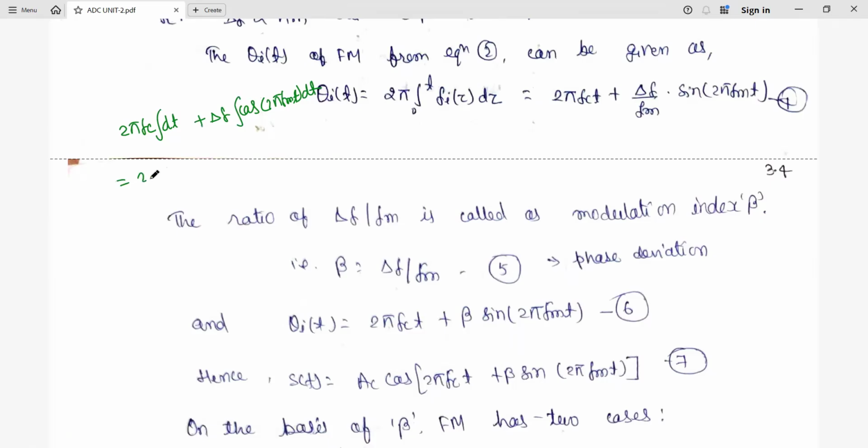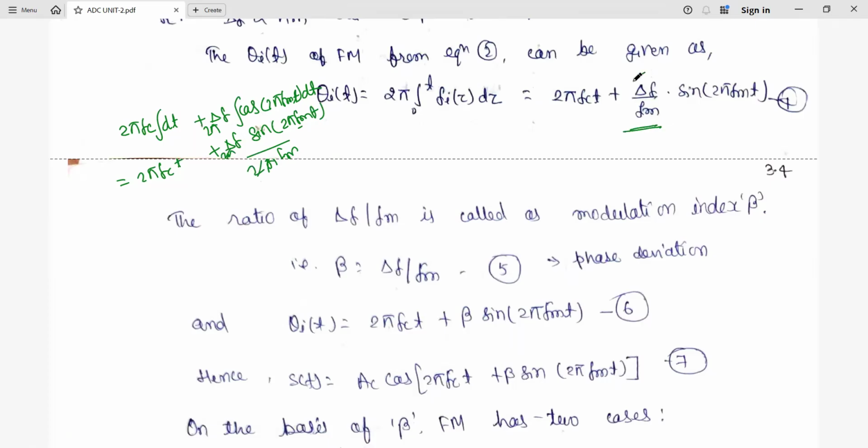So finally we have 2 pi fc t. Then for the delta f term, the integration of cos becomes sine of 2 pi fm t, divided by 2 pi fm, and the 2 pi is already there, so the 2 pi gets cancelled. So finally, what we are getting here is delta f by fm.